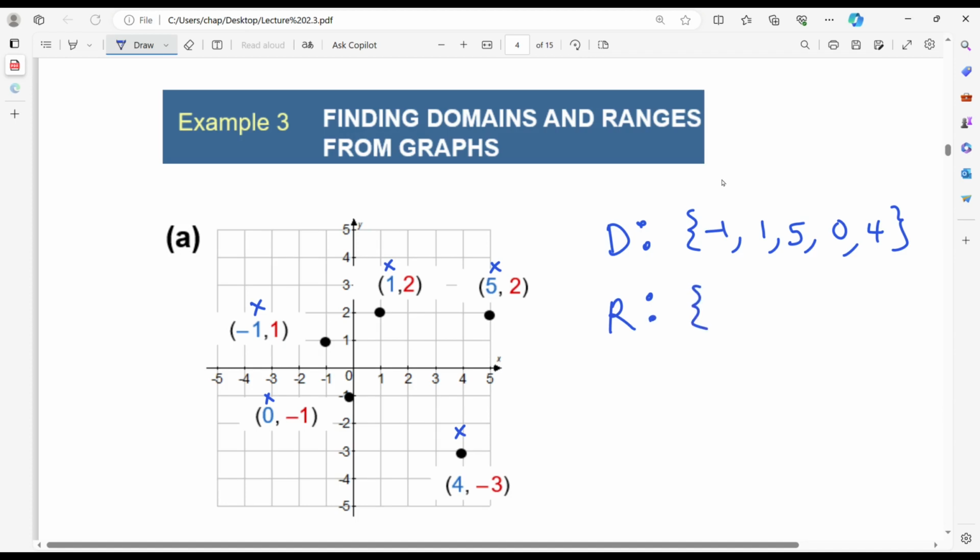For the range, it's the y component. We'll have to list all of the y components from our picture. We have 1, 2, 2 is repeated twice, so we'll just mention it once. A -1 and a -3. This is all our different values for the output, and that is our range.